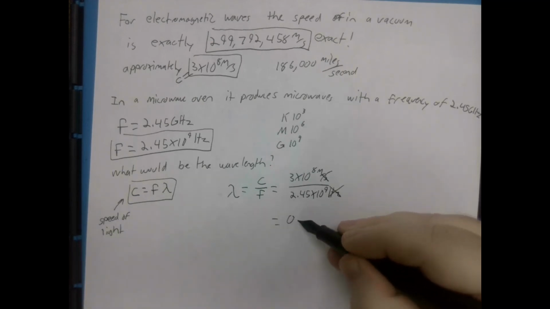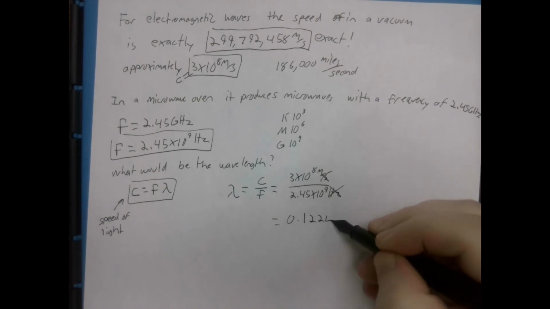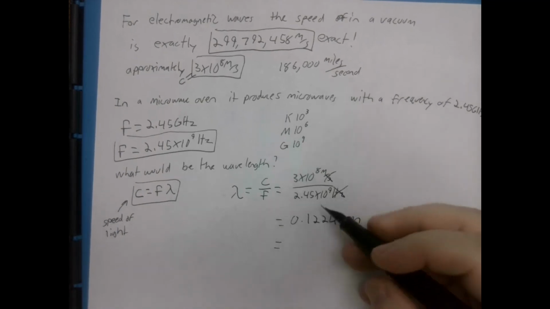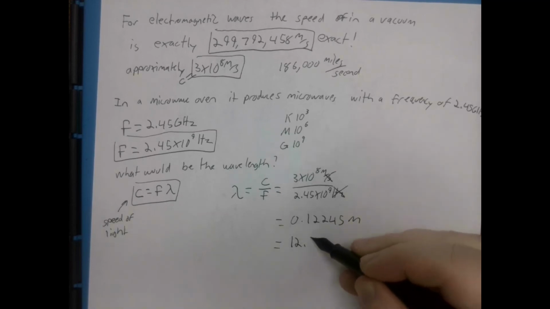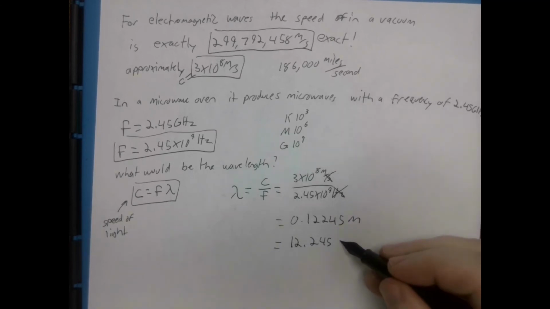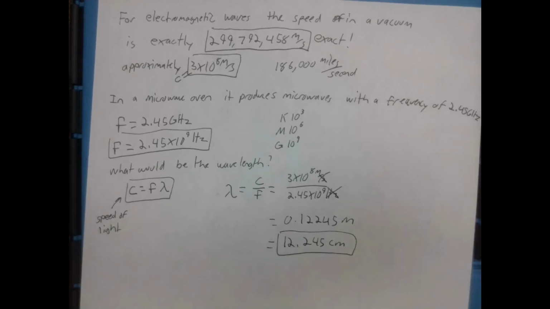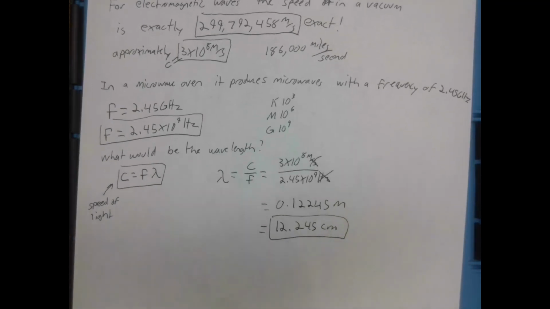So this is 0.12245 meters, which is equal to 12.245 centimeters. So about, it's really 2.4 if you round it, because this is really 4.8. But this is something we can measure. We'll go into a lab and actually measure this.